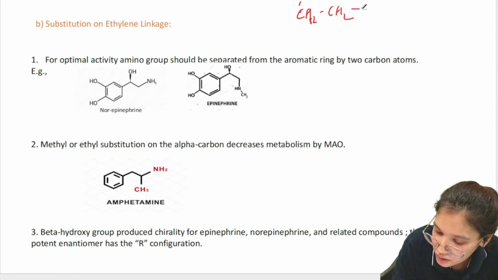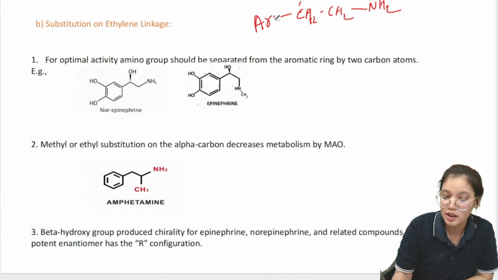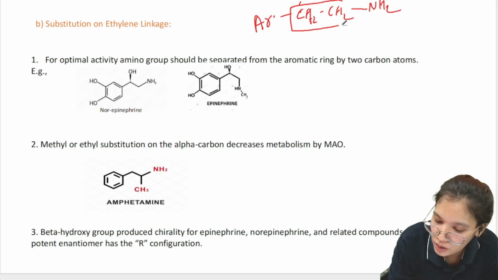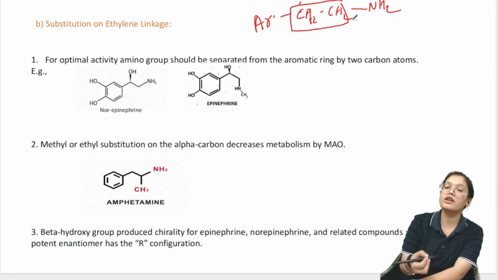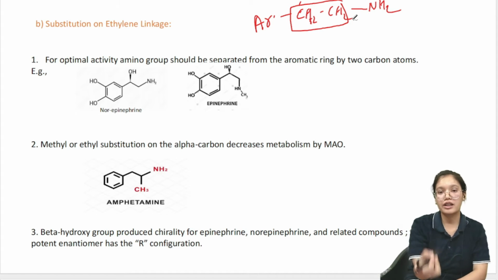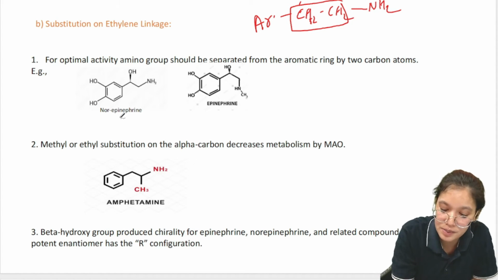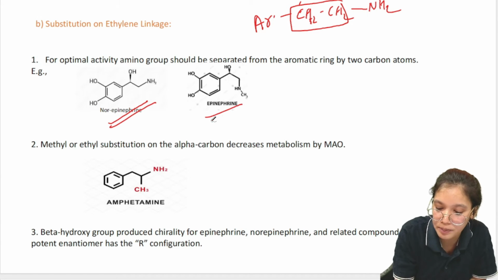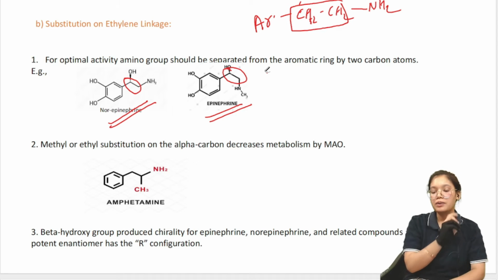This is not there. So here it has an amine group and here we have an aromatic ring. Right now we are talking about this ethylene bridge. This ethylene bridge is very important for the activity of the adrenergic drugs, like it is present in norepinephrine and epinephrine. So here is the ethylene bridge, here is also an ethylene bridge present.